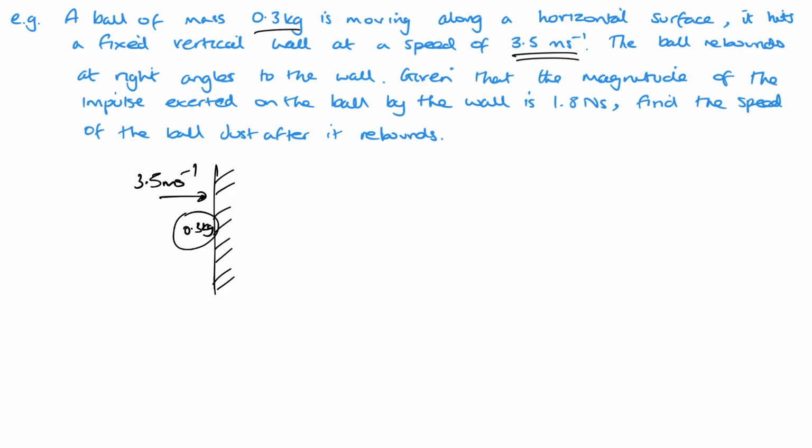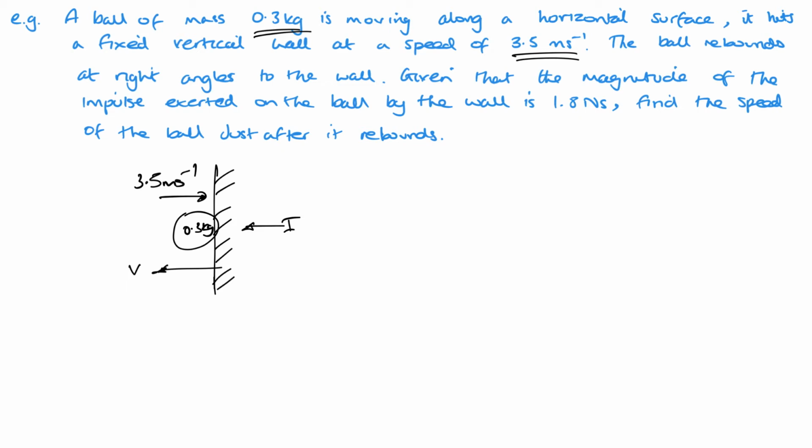Okay, which is obviously given here in the question. The ball rebounds at right angles, which is perfect, exactly what we want. Given that the magnitude of the impulse exerted on the ball by the wall is 1.8 Newton seconds, so we've got our impulse here, and find the speed of v afterwards. It's worth remembering that the impulse the ball puts on the wall and the wall on the ball are going to be the same.